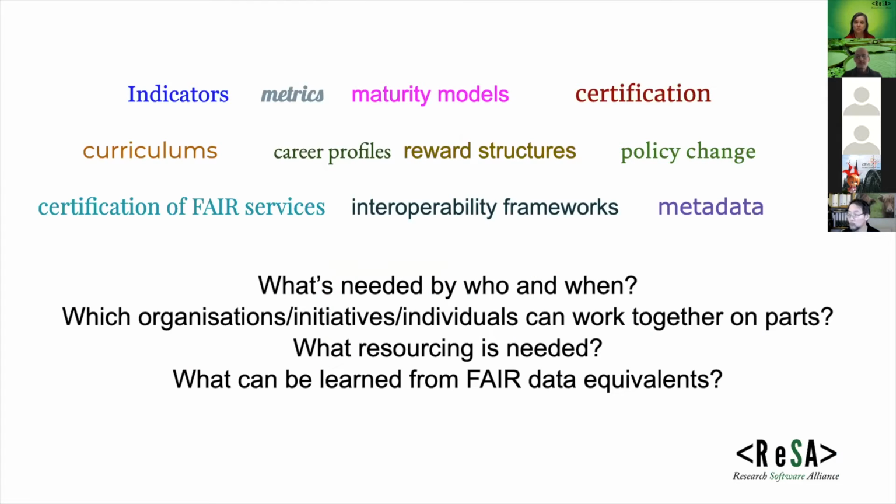We did some work brainstorming some of those that might be most relevant to the software sector and came up with this list of possible things that the roadmap might have to focus on. So if we restate the aim of the roadmap, which we hope could become a working group, it's to achieve the reality of FAIR research software. So we're looking at which of these kinds of things need to be advanced by who and when. Who could work together, what resourcing is needed, what could be learned from the FAIR data equivalents.